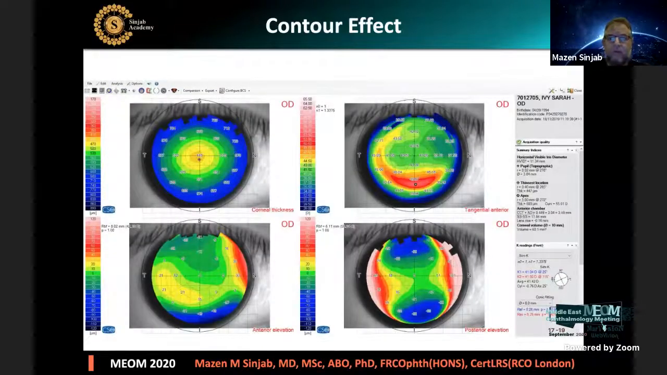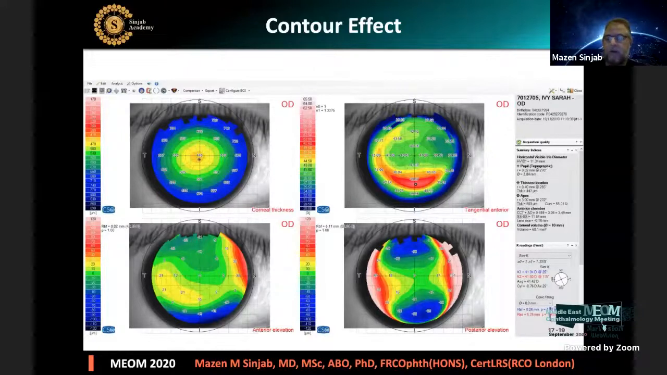This is the contour effect, which usually causes confusion for doctors when they see this pattern, and they think that this is post-LASIK ectasia. This patient had myopic ablation, and because of the hotspot in the inferior part of the cornea, the doctors may think that this is ectasia. Actually, this is not ectasia. This is a decentered optical zone.